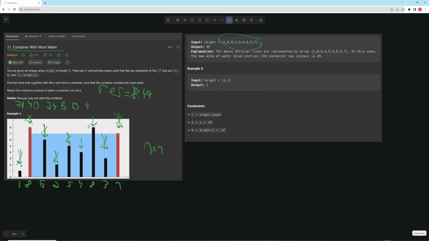And now, after your left and your right are on the same value, or one of them passes, essentially when they intersect, we have no more container, right? So that's when you're done. So we're essentially just starting at the left and the right, and we are recording the area, and we are just moving it depending on which wall is smaller. Okay, so let's do that.